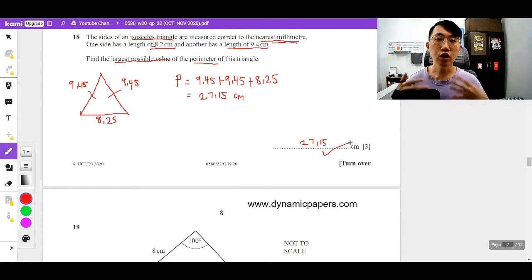Alright, so in case you are wondering where is the marking scheme is gonna be, right? So definitely 1 mark for final answer, 1 mark for your working over here, and knowing how to adjust the number to get 9.45 and 8.25 like here is gonna get you the 3rd mark of observation.